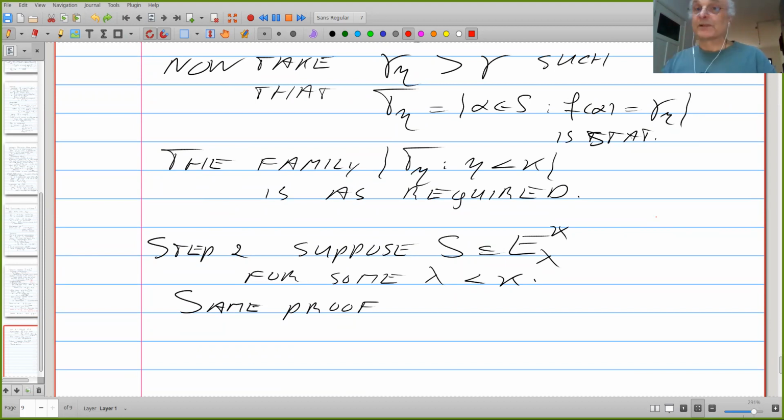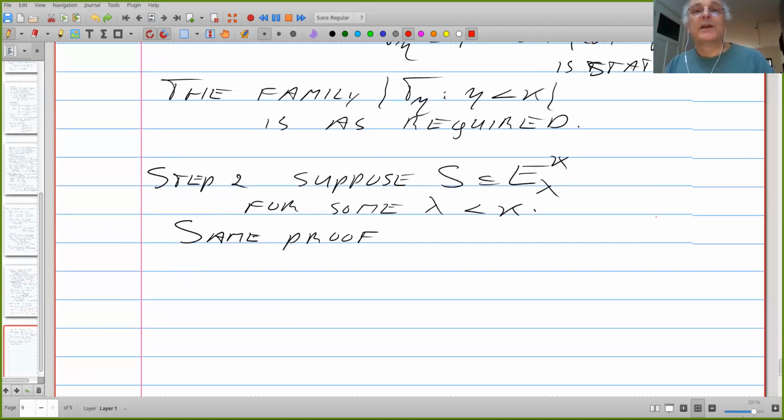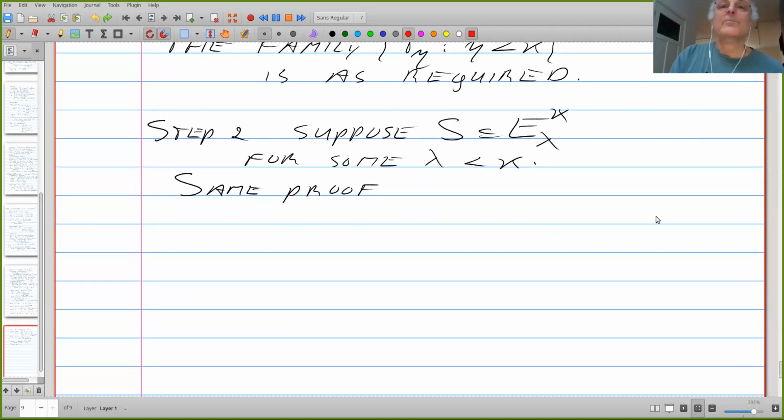So the problem is what to do if we have a stationary subset that isn't part of one nice E kappa lambda. Then we have to do a little bit more work, but that work we'll do after the break. And now I need to pause the record.